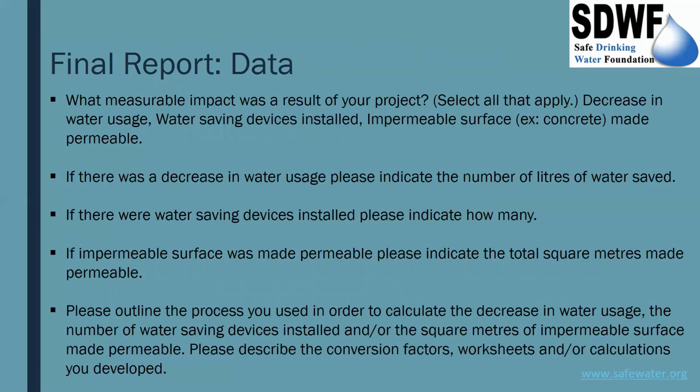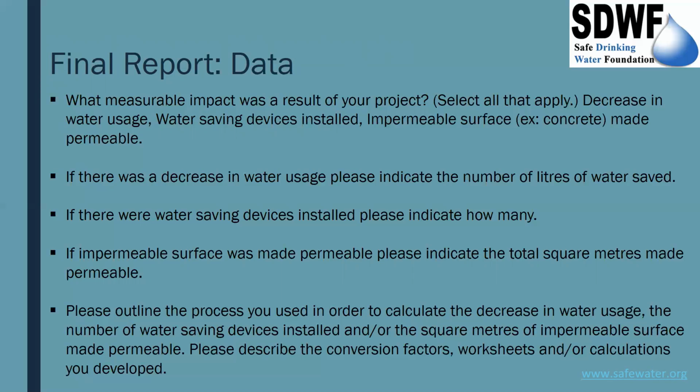So what measurable impact was a result of your project? So this could be a decrease in water usage, it could be water saving devices installed, it could be impermeable surface made permeable. So if there was a decrease in water usage, please indicate the number of liters of water saved. And if there were water saving devices installed, please indicate how many were installed. And if impermeable surface was made permeable, please indicate the total square meters made permeable. Now remember that you would be marked on the number of liters of water saved or the surface area that was impermeable made permeable.